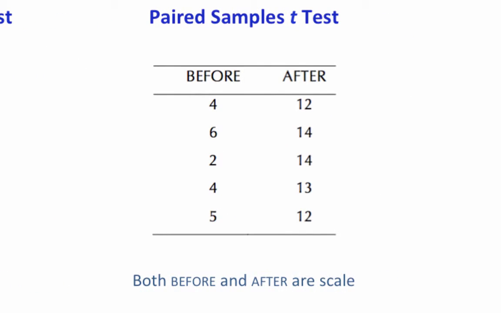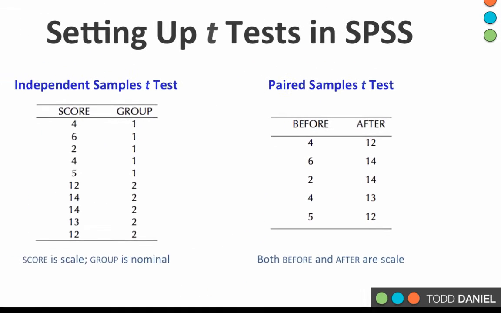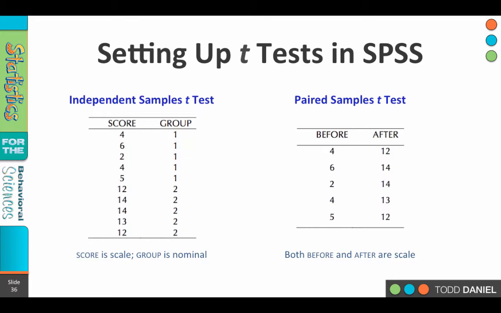When you have a paired samples t-test, you will set up SPSS with scale level variables for both of your variables in the test. So if we're doing a before and after test, both the before and after variable will be scale level.